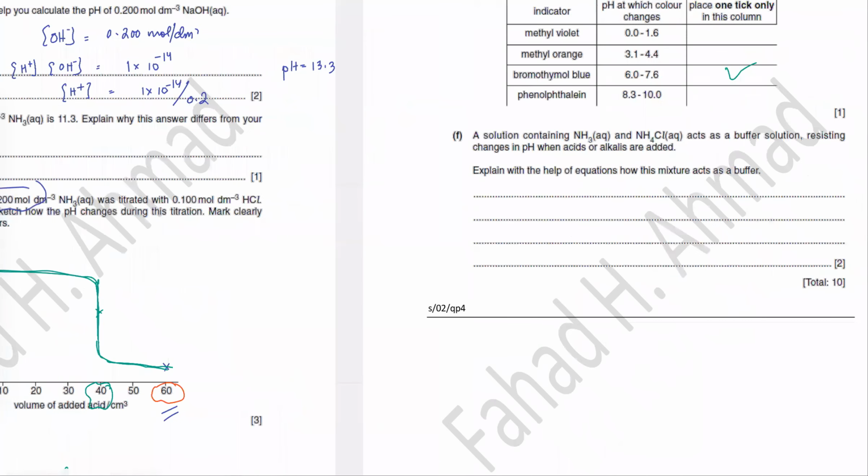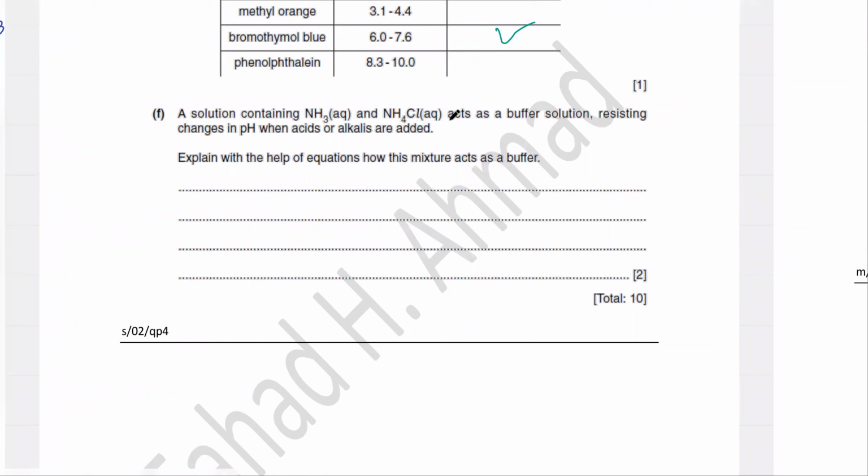And then he's saying, let's do just the last part. The solution containing NH3 and NH4Cl acts as a buffer. Explain with the help of equations how this is behaving as a buffer. So same question. You've got an acid, which is NH4+, and you've got its conjugate base, which is NH3. This is the reaction. NH4+ is capable of releasing H+, and NH3, on the other hand, is capable of gaining an H+ to form NH4+. So you've got this reaction.